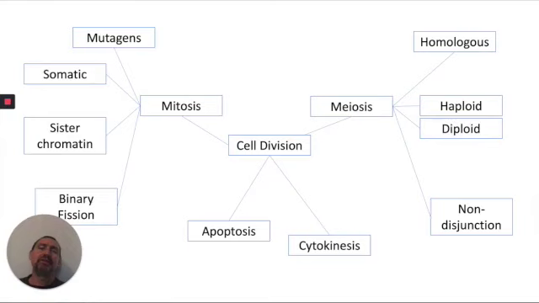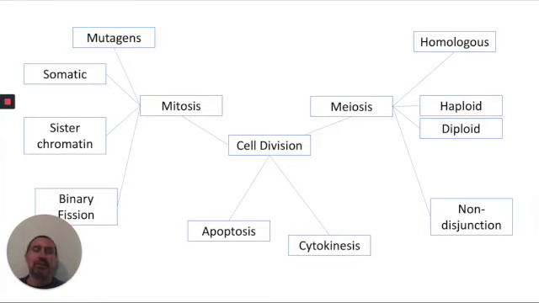Non-disjunction is when sometimes those chromosomes don't separate and go to two different cells. Instead, they stay together, and as a result, you get an extra chromosome in the mix. On the mitosis side, mutagens are cancer-causing agents, carcinogens. Something has been mutated in the DNA. Somatic just refers to body cells. A sister chromatid is a way of describing a duplicated chromosome.